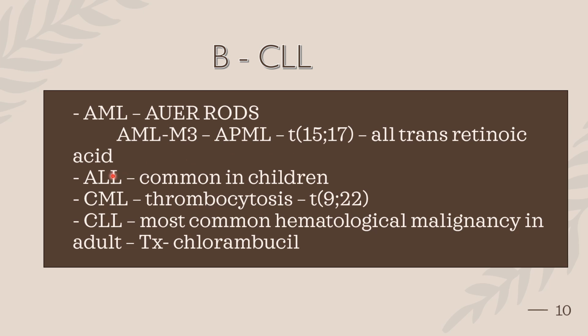Then comes ALL, which is more common in children. CML, there could be thrombocytosis, and it is translocation 9;22, a classical Philadelphia chromosome or BCR-ABL fusion protein. And this BCR-ABL in CML is classic, but when it comes in other malignancies like CLL, this Philadelphia chromosome indicates poor prognosis. Not in CML. In CML, it is usually the classic chromosome abnormality. But in others, if the same Philadelphia chromosome comes in CLL, it indicates bad prognosis.